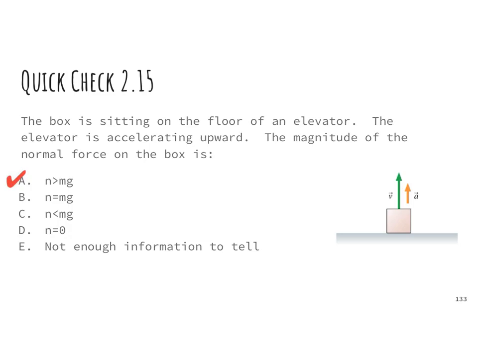So here's a quick check for us. It says a box is sitting on the floor of an elevator that is accelerating upwards. How does the magnitude of the normal force compare? Well, if it's accelerating up, that means there's a net force up, which means the normal force has to be larger than the weight, because the weight's the only force down. If there's a net force up, then the normal force has to be larger. And when you're in an elevator, this is when you feel like you're heavier.